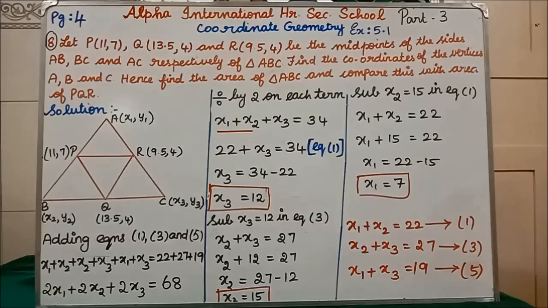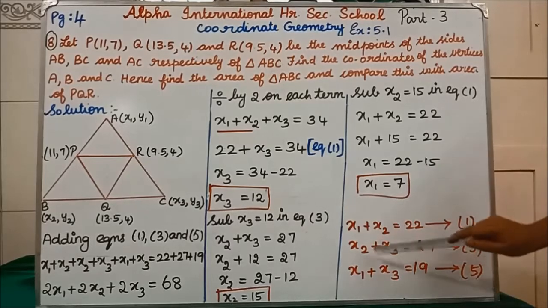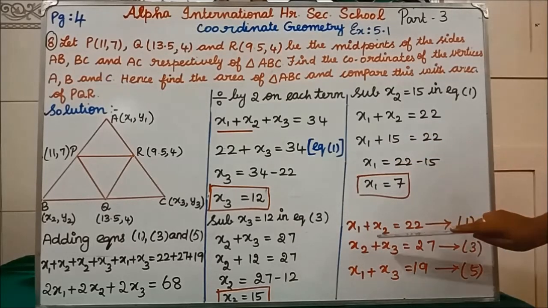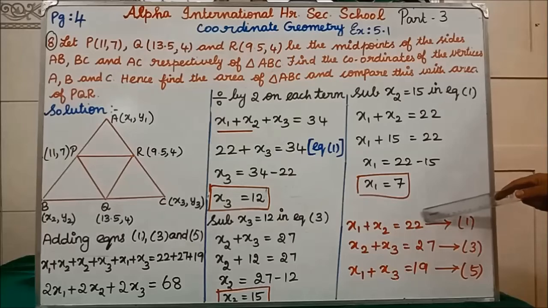See, I have added. How we are going to add is, we are going to add all the LHS one side. x1 plus x2 plus x2 plus x3 plus x1 plus x3 is equal to 22 plus 27 plus 19. Okay, LHS separately we are going to add, equal to RHS separately we are going to add. See, that only I have written.